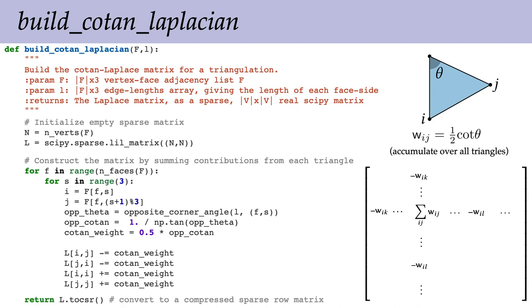At the very end, when we return this matrix, we'll convert it to a compressed sparse row format for performance reasons. Notice that this is super easy to do in the intrinsic setting. After writing a few simple helper functions, we can build our Laplace matrix with a very standard for loop over triangles and don't need any special crazy implementation for intrinsic triangulations or anything like that. It's just a triangulation.